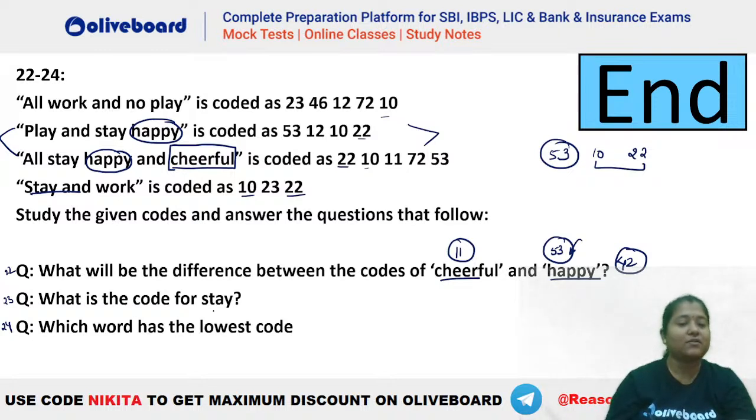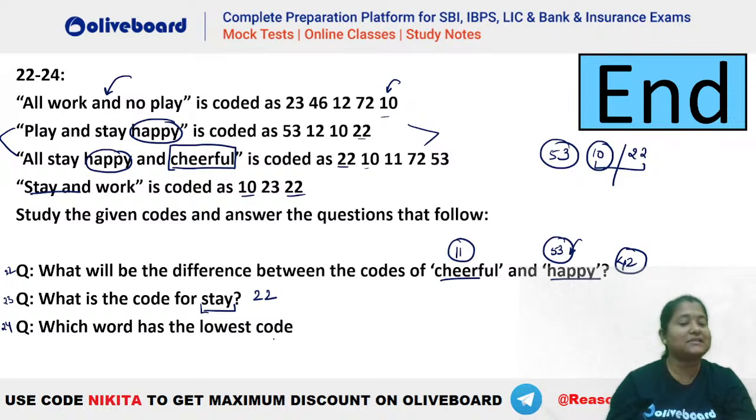Okay. What about the second question? What is the code for stay? You can see we had to find the code for stay. We have already seen that stay and is either 10 or 22. And is there in the first one. Stay is not there. Out of the two, you can see 10 is there. That means 10 has to be for and this 22 has to be for stay. So the answer to the second question has to be 22.